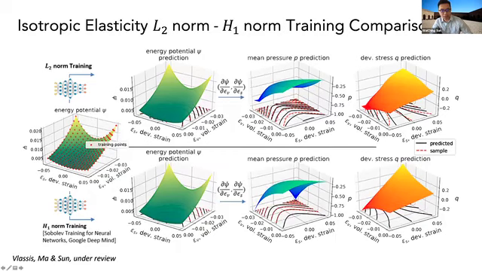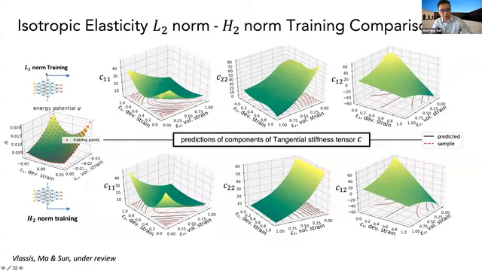And we can also see the response. This is just a very simple energy functional as a test problem. We can see that in the H1, not only does the energy functional look alike, but the stress is matching much better than the L2 training. And for the H2, you also see a more desirable result, which is less oscillation of the coefficients of the second derivative of the energy functional, which is the tangential stiffness matrix.